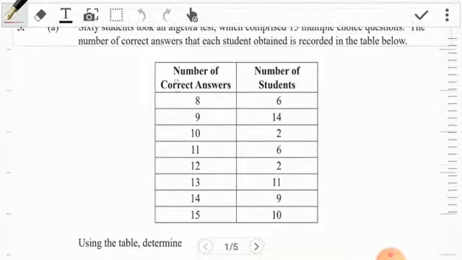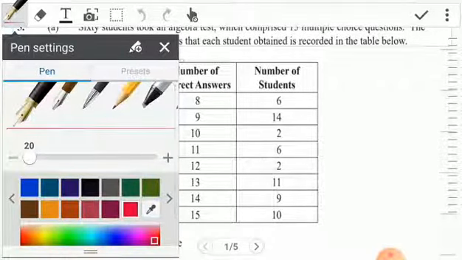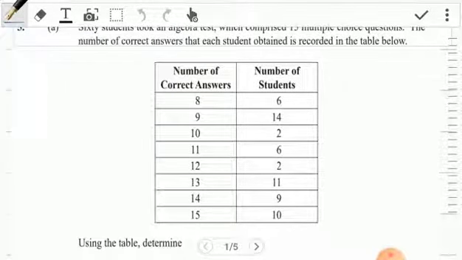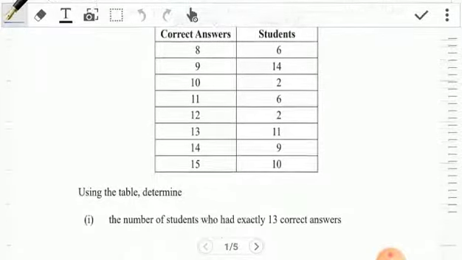In this table, you're seeing the number of correct answers here, and the number of students on this side here. These are the correct answers and how many students would have gotten each. Let's get the first question.